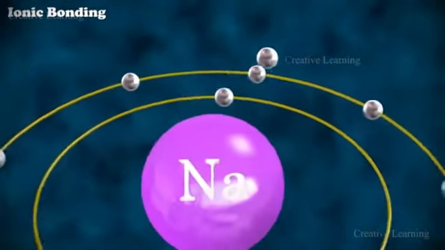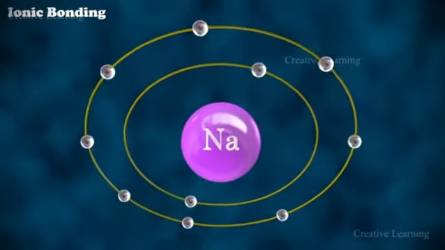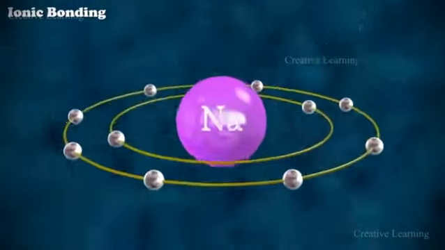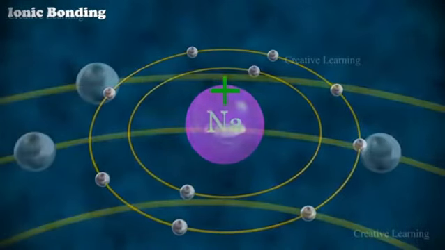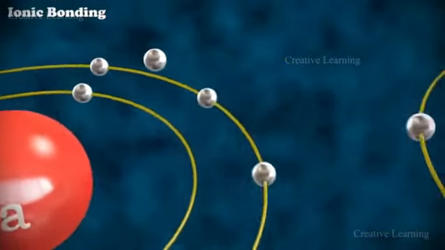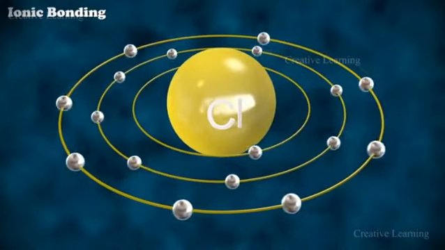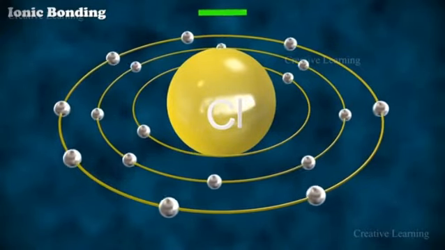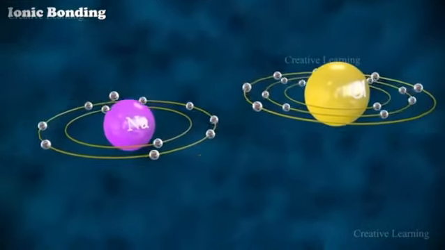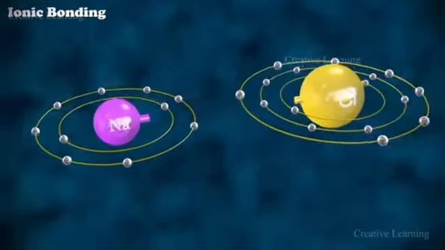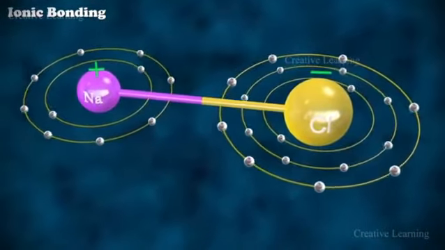Thus, the sodium atom donates its valence electron to achieve a stable octet configuration. This creates a positively charged cation due to the loss of an electron. The chlorine atom receives one electron to achieve its stable octet configuration. This creates a negatively charged anion due to the addition of one electron. The sodium ions and chloride ions are held together by the strong electrostatic attractions between the positive and negative charges.